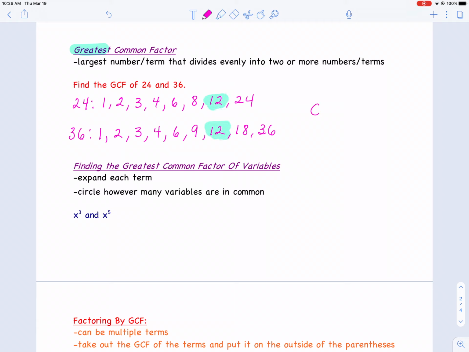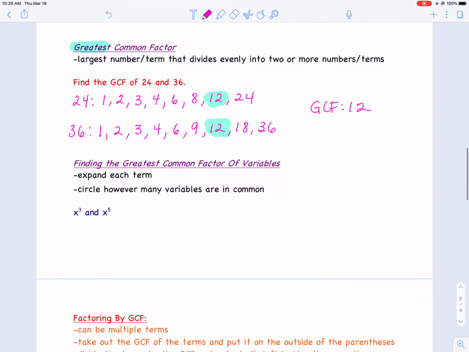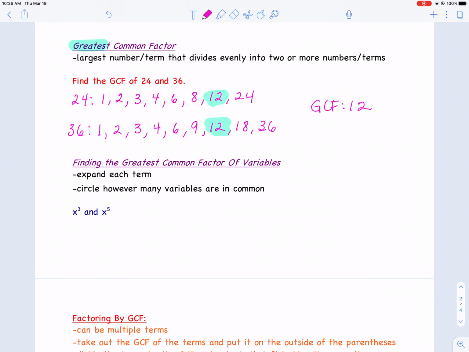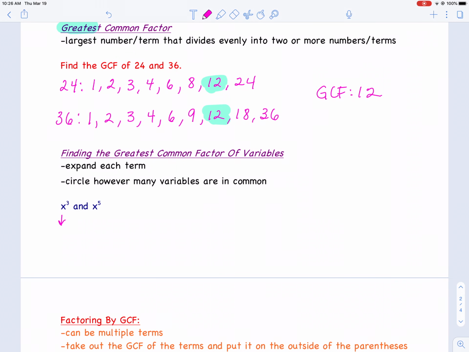So their GCF is 12. And if I want to do the same thing with variables, x cubed is technically x times x times x. And x to the fifth is x times x times x times x times x. How many do they have in common? They have 1, 2, 3 of them in common. So the GCF here is x to the third power.